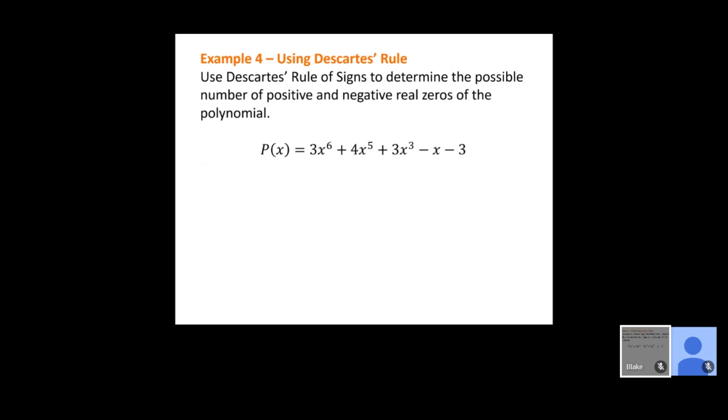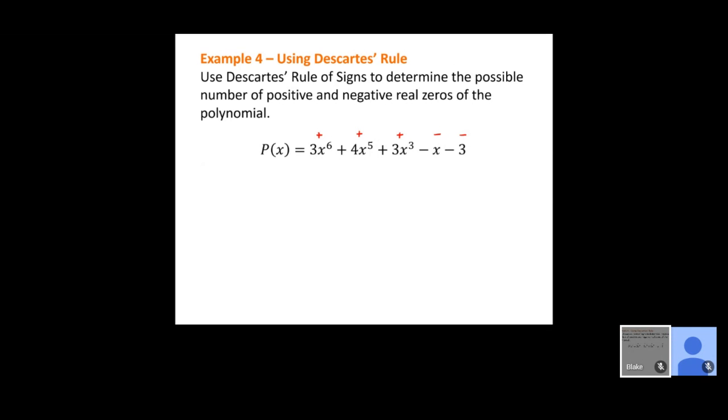All right, so I'm going to use Descartes' rule of signs here to determine the possible number of positive and negative real zeros of this polynomial. So the first thing I'm looking for is how many times my sign changes just in P of X in general. So I'm looking here, my first term is positive. So we have to start with whatever coefficient we have. In this case, we start with a positive. Our next term, also positive. The next term is also positive. Now the next term becomes negative, and the last term is also negative.